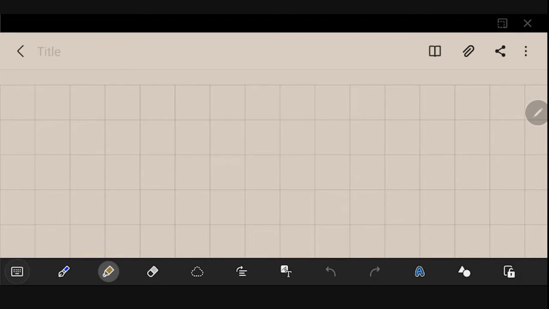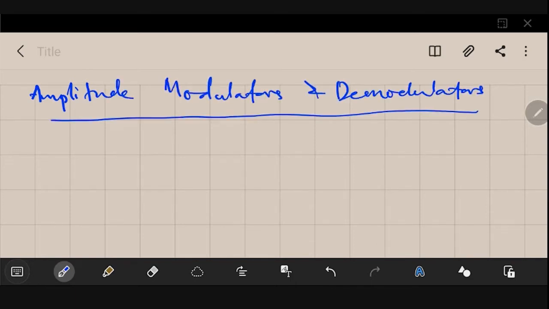Okay, so we will be starting today. You could note it, amplitude modulators and demodulators. Note yourself. The first device that we will be discussing for generation of amplitude modulated signals is the square law modulator, or the square law diode modulation. Let me write the name here, square law diode modulation.